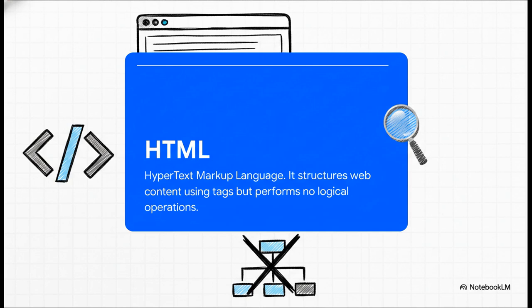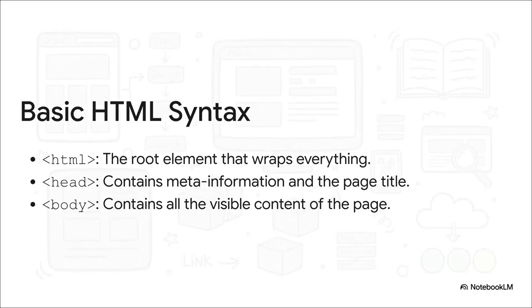Why is that? Well, it's because it describes the structure of the content on a page, but it doesn't do any logic or calculations. Every single HTML page on the planet follows this basic skeleton. It starts with an HTML tag that wraps everything. Inside that, you've got a head, which holds background info and the title you see in the browser tab. And then you've got the body, which holds all the stuff you can actually see on the page.